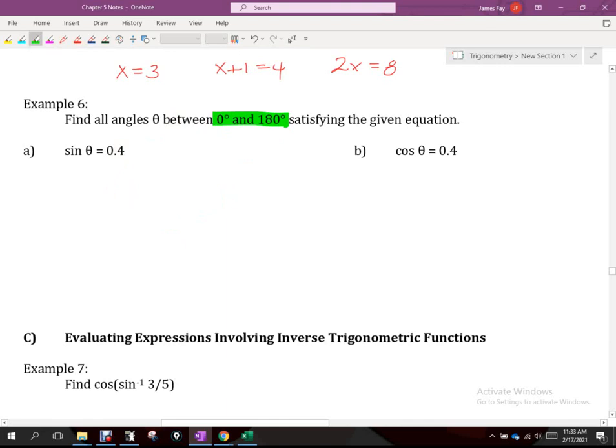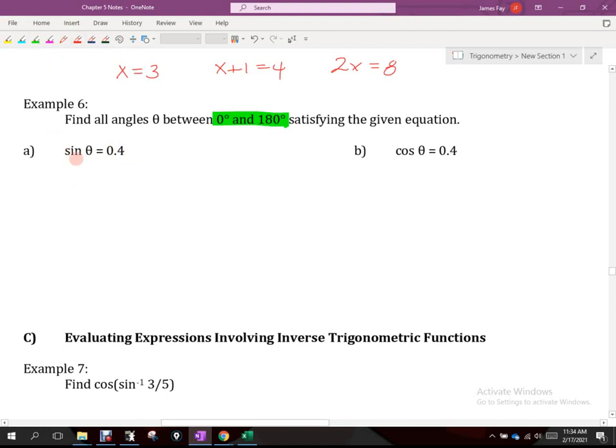Here it's between 0 and 180. Another common interval is 0 to 360. You just got to pay attention to that. Those, like I said, are the most common, but they could be anything. They could be 0 to 90. They could be 90 to 180, whatever. Okay, but that's the interval that we're going to focus on.